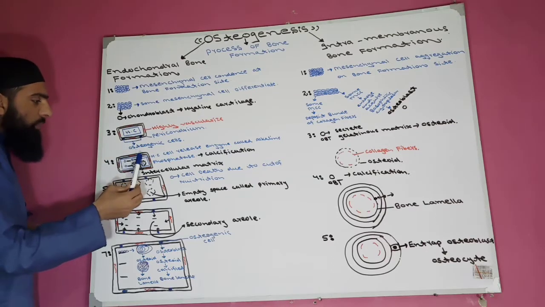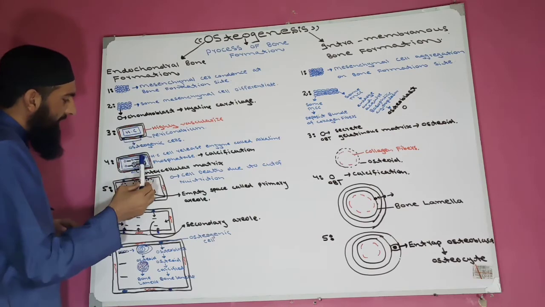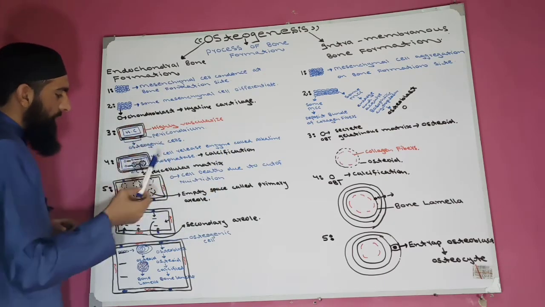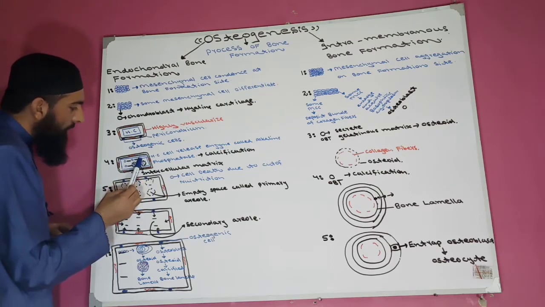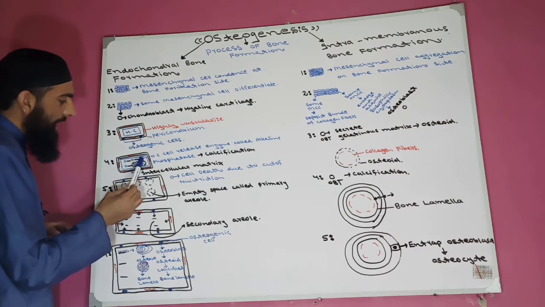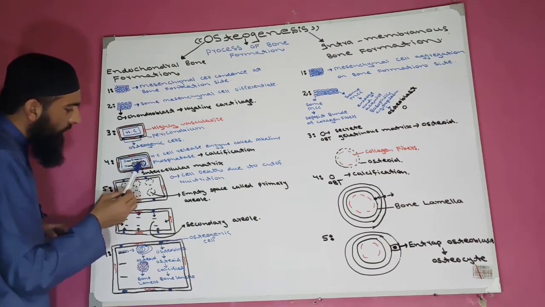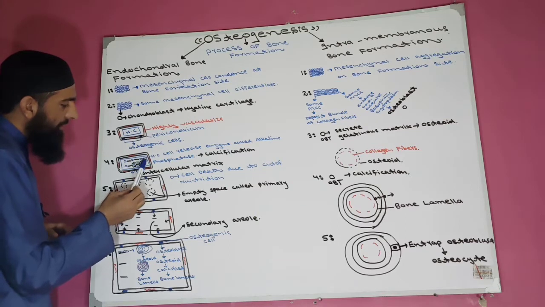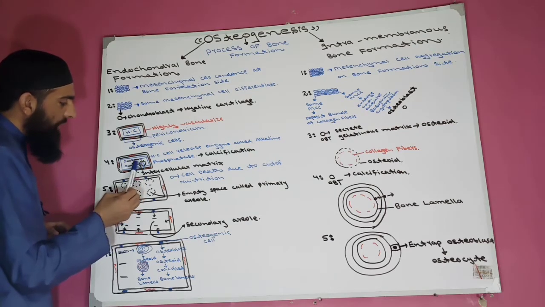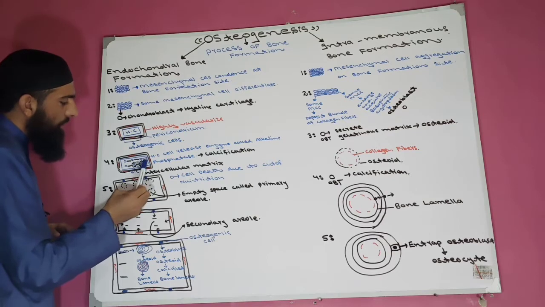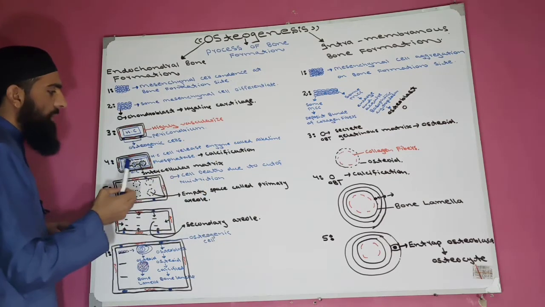Now come to the fourth step. In the fourth step, the chondroblast of hyaline cartilage releases an enzyme called alkaline phosphatase. This enzyme causes calcification. Now, where does calcification occur? When chondroblast releases alkaline phosphatase, this alkaline phosphatase causes calcification between and around the chondroblast, in the interstitial region. It means in the interstitium, the matrix between chondroblasts and the matrix around chondroblasts becomes calcified. In the fourth step, calcification occurs.